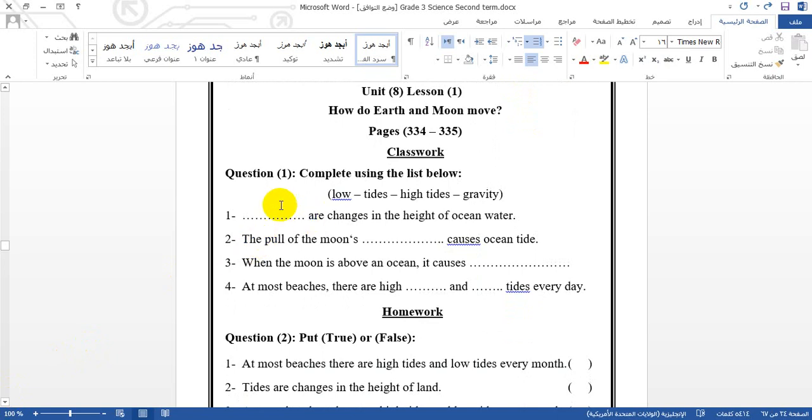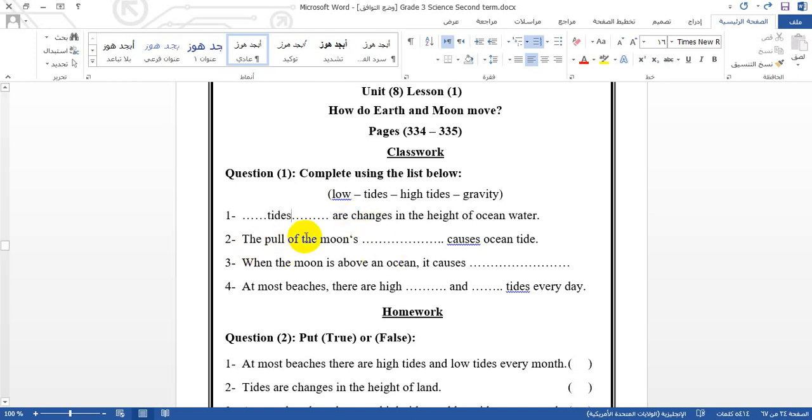Okay. Question 1. Complete using the list below, or the keywords. 1. Are changes in the height of ocean water. So what do we call this change exactly? Tides. Okay guys, we call it what? Tides. We should write here tides.